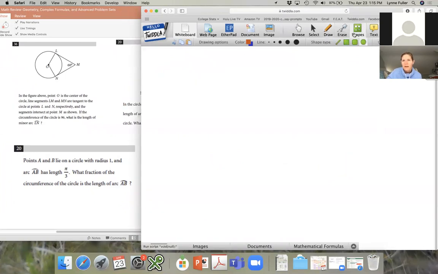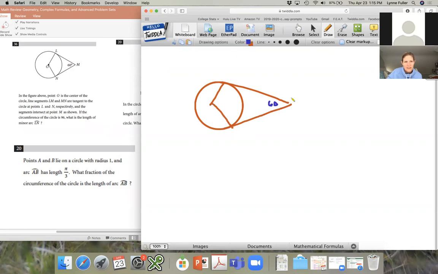Okay, so I'm going to make my circle here. And then I'm going to do my best to draw these lines out here, and then draw into the center, and then we'll label. Okay, so this is 60 degrees out here. Here we have M, L, N, O. Okay, so in the figure above, point O is in the center of the circle. Lines LM and LN are tangent.